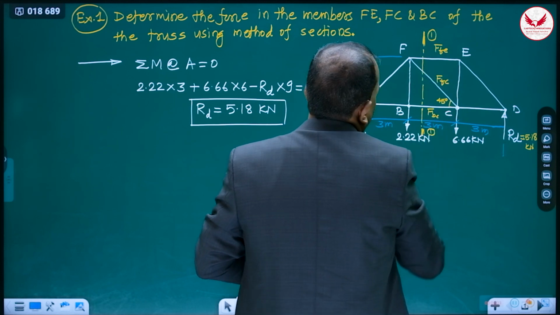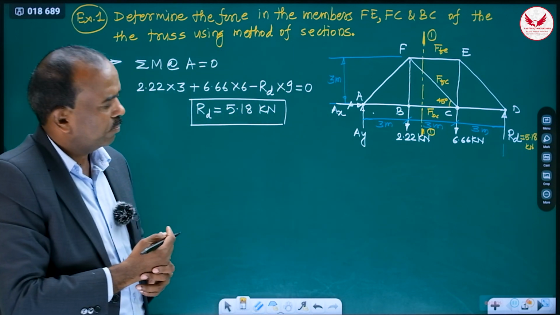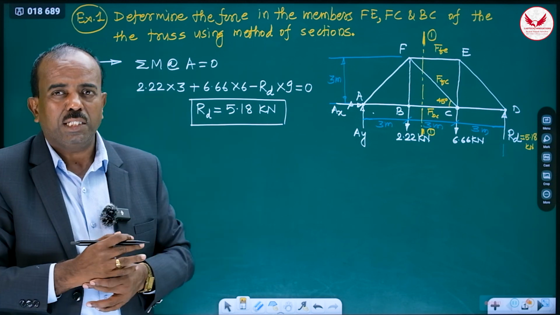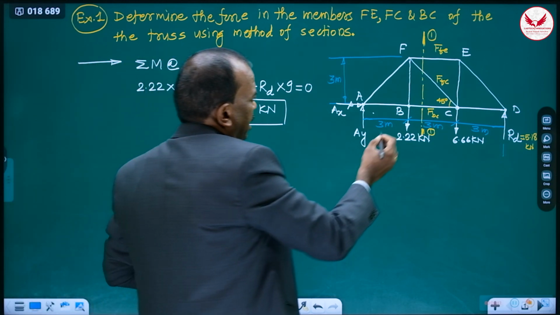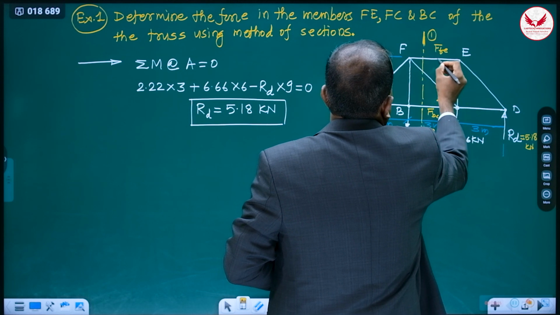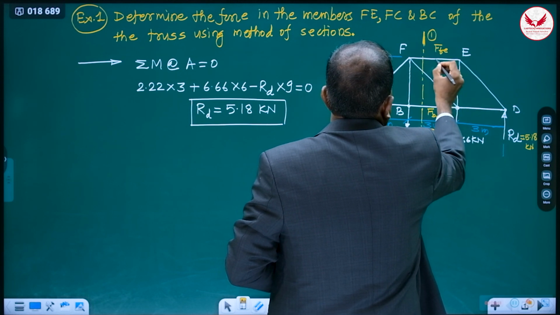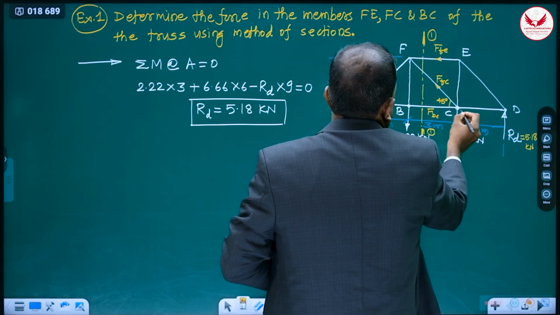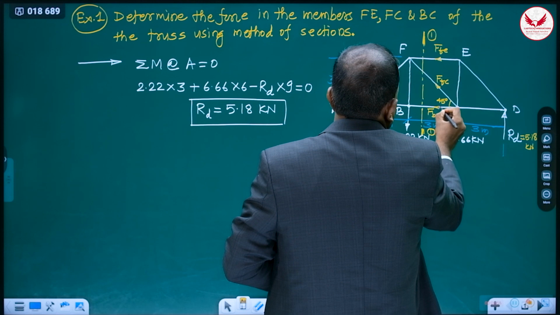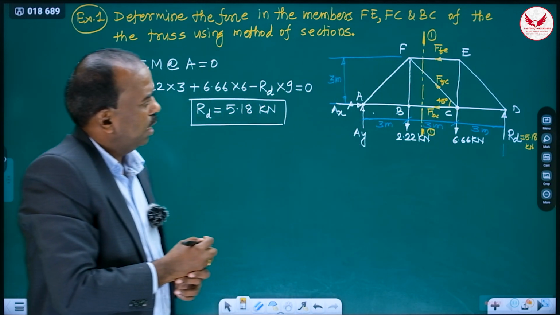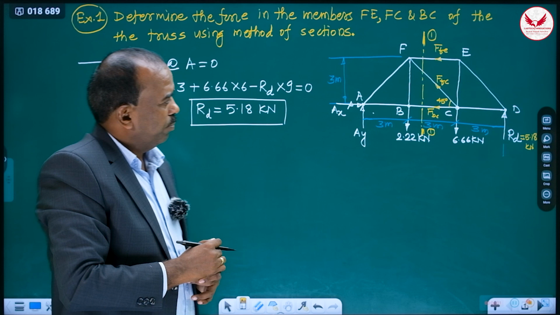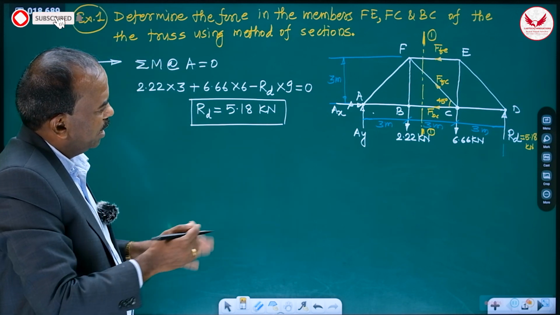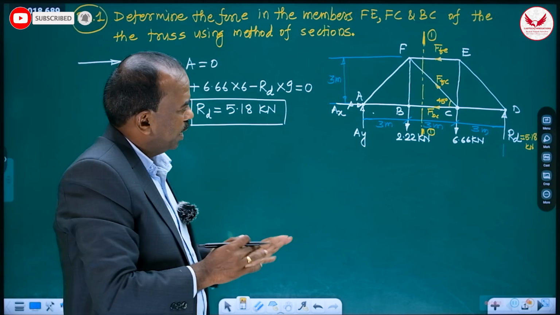These are the 3 members. At the same time, again my suggestion will be what? Consider all these 3 members tensile without thinking. Tensile means what? Away from this point, away from E, so it is tensile. Away from C, it is tensile. And away from C again, it is tensile. So these are our assumptions. Always you follow this method. If we get the positive answer, that member will be tensile. If we get the negative, it will be compressive one.